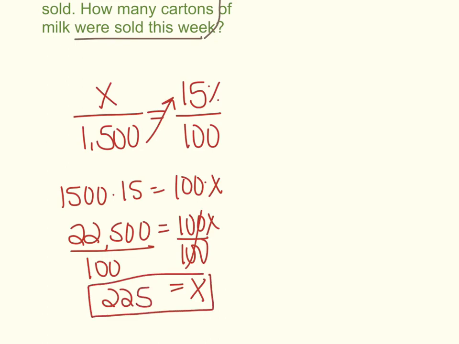But now we've got to stop and ask ourselves a question. What does that 225 mean? And is it going to answer the question that was posed here? How many cartons of milk were sold this week? So we just answered that 225 is 15% of 1,500.